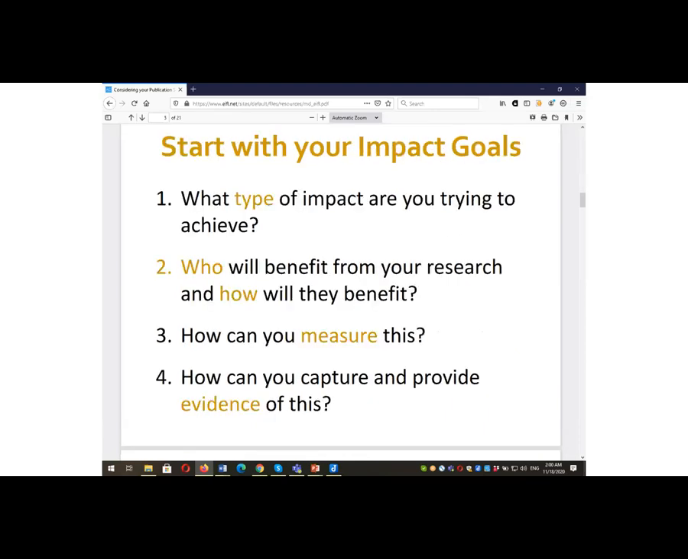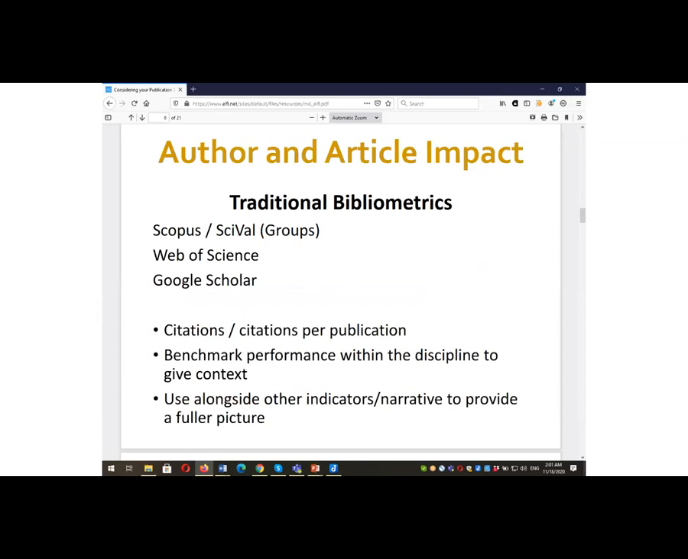And then her advice is really to start with impact goals, because those impact goals could be different for researchers from different disciplines. So a researcher should think what type of impact she's trying to achieve, who will benefit from this research and how. Then how can you measure that, and how can you capture and provide evidence? And then traditional bibliometrics could be used to track author and article impact. So for example, Scopus could be used for citations, or Web of Science or Google Scholar, or SciVal to benchmark performance. But it's really important to remember that these bibliometrics and citations should be used alongside other indicators and should be part of the narrative that provides a fuller picture.